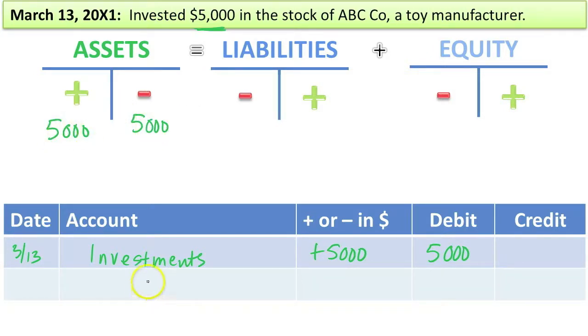So we gave up cash, reduced cash 5,000, and credited 5,000. As you can see, in this case, liabilities and equity are not affected at all, but we have an increase in assets and a decrease in assets by exactly the same amount, and we stay in balance.